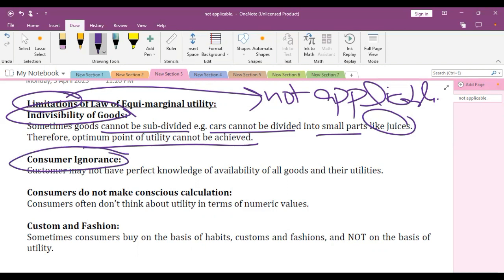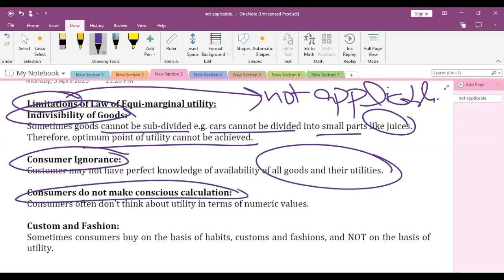Consumer ignorance. The consumer does not know about the market or the goods or their satisfaction level or their utilities level. The consumer does not make a conscious decision, means the consumer is making decisions without thinking. Custom and fashions. Sometimes we purchase some things without considering their utilities or their satisfaction level, as they are our custom or they are our fashion articles.